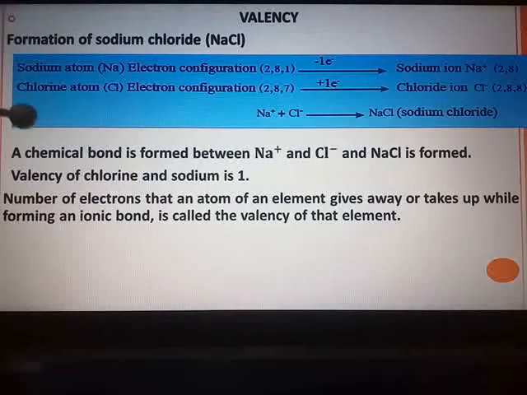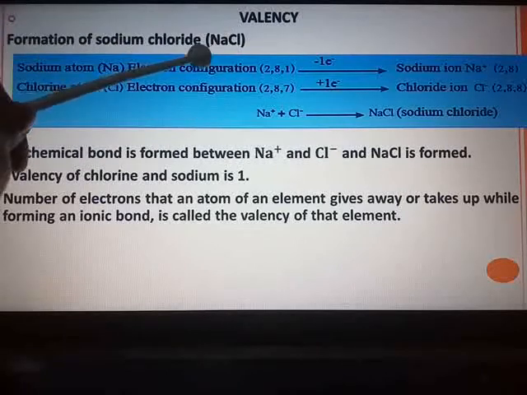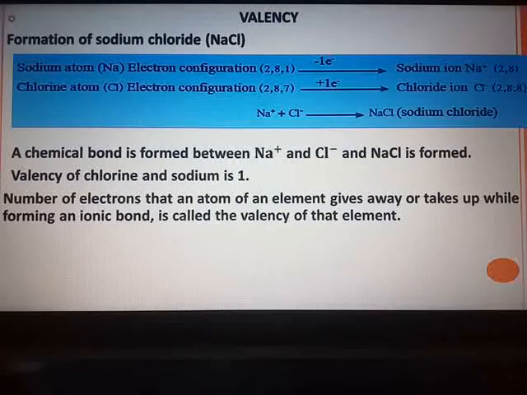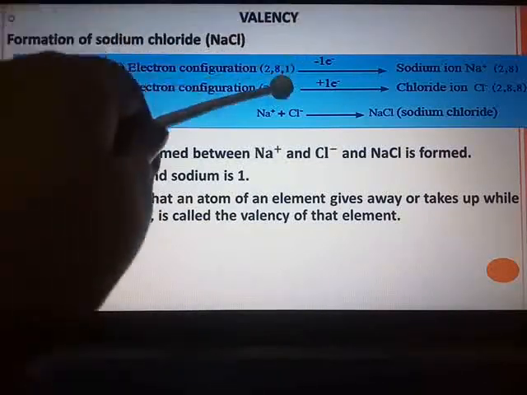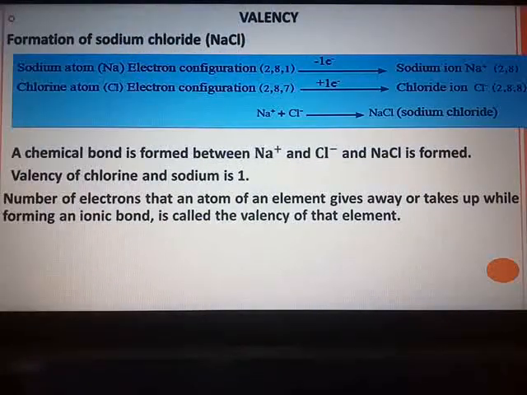Now here you can see a chemical bond is formed between sodium and chlorine due to this give away and take up of electrons from the sodium and chlorine side. So one electron is donated by sodium and one electron is taken up by chlorine. So the valency of both chlorine and sodium is 1.